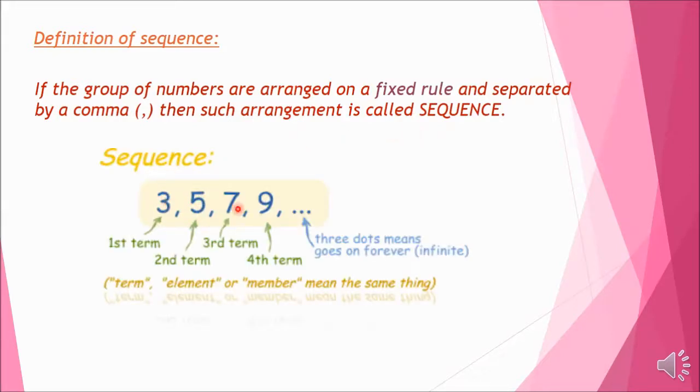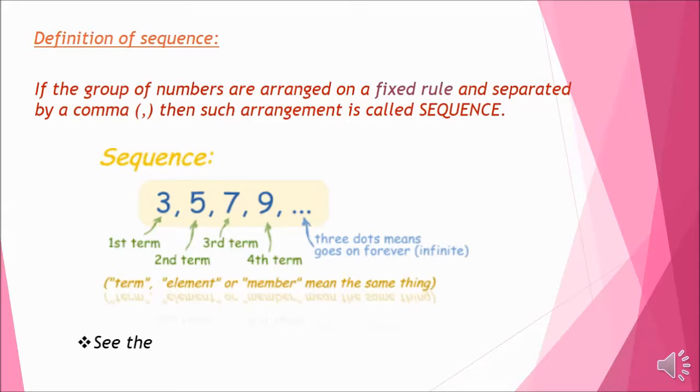Now see our sequence. It's 3, 5, 7, 9, and 3 is the first term, then the second term, third term, and fourth term. And those dots have a meaning: it goes on forever, to infinity. These are terms, elements or members. You can use the word terms, or you can say it's an element of a sequence, or that they are the members of a sequence. It's the same thing.